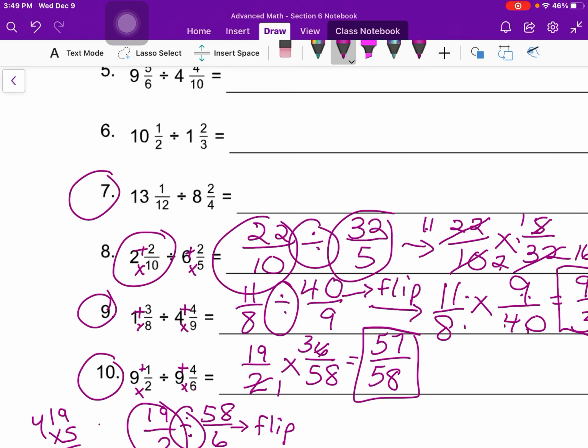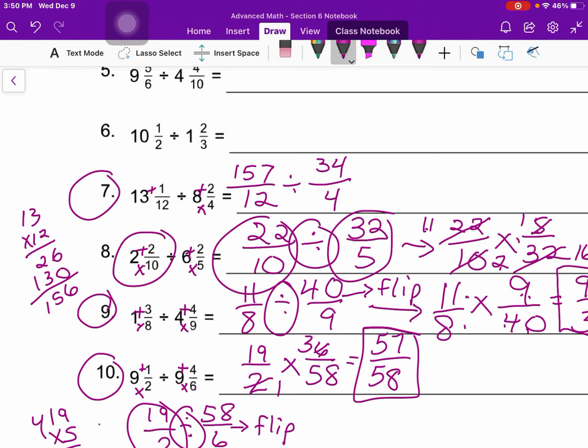Ooh, this is a big one. 13 times 12, 3 and 1. 156 plus 1 is 157. Better rewrite that better. 157 over 12 divided by 4 times 8 is 32, plus 2 more is 34 over 4.